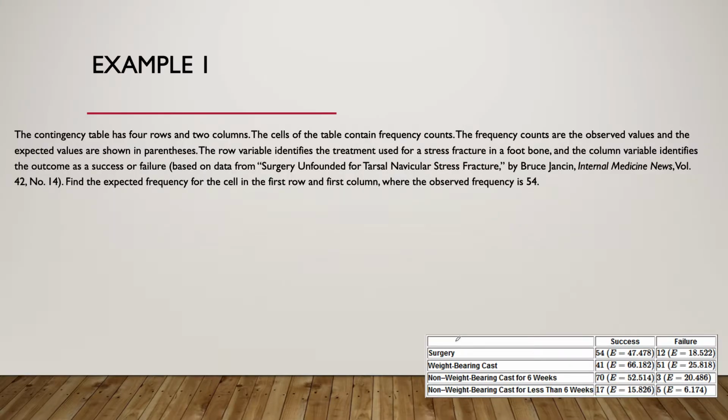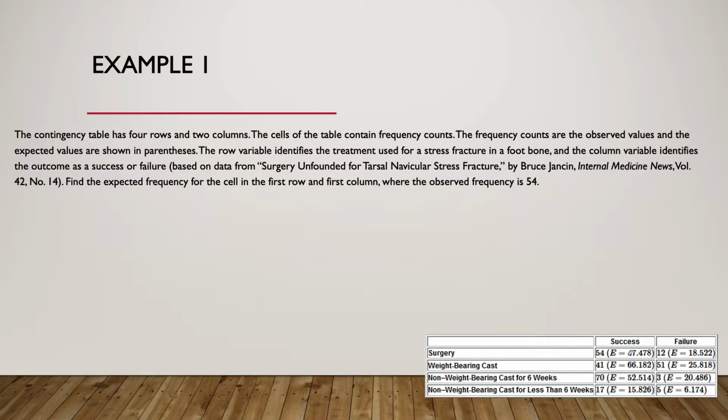So, for example, the contingency table has 4 rows and columns down here. The cells in the table contain frequency counts. The frequency counts are the observed values and the expected values are shown in parentheses. The row variable identifies the treatment used for a stress fracture in a foot bone, and the column variable identifies the outcome as a success or a failure, based on data from the surgery unfounded for tarsal navicular stress fracture by Bruce Jansen, Internal Medicine News, Volume 42, Number 14. Find the expected frequency for the cell in the first row and first column where the observed frequency is 54.